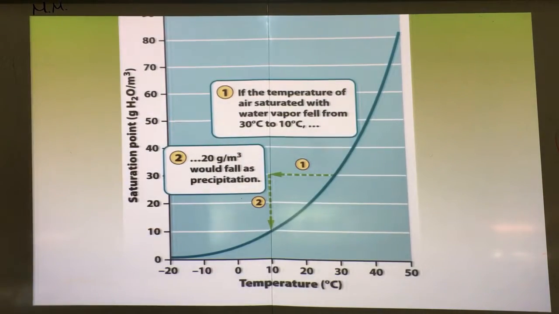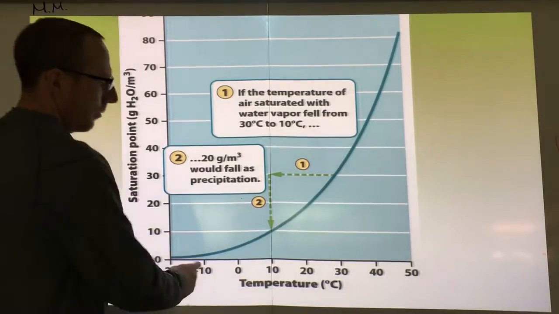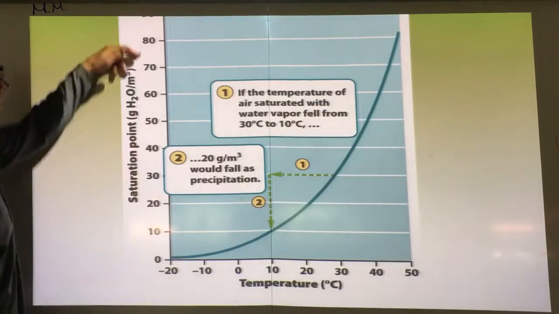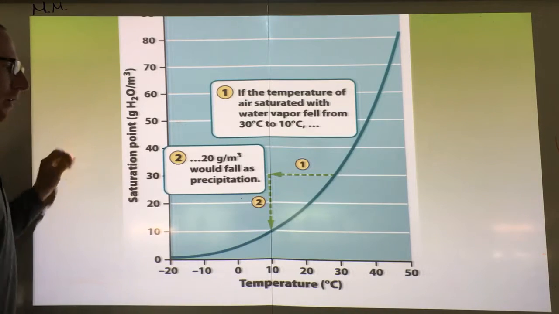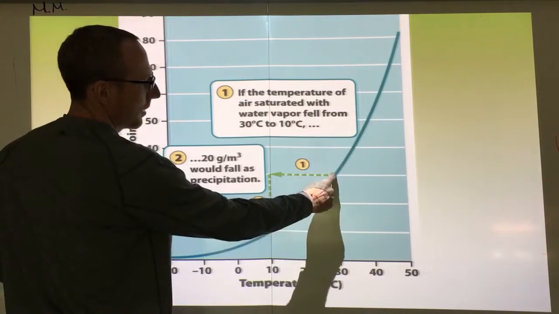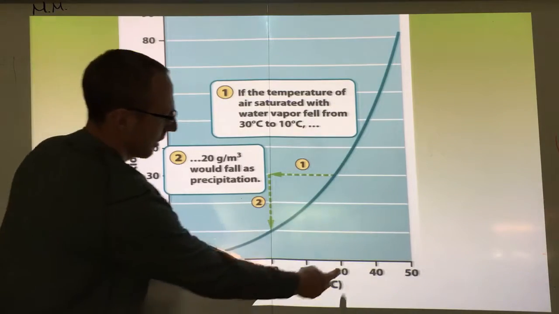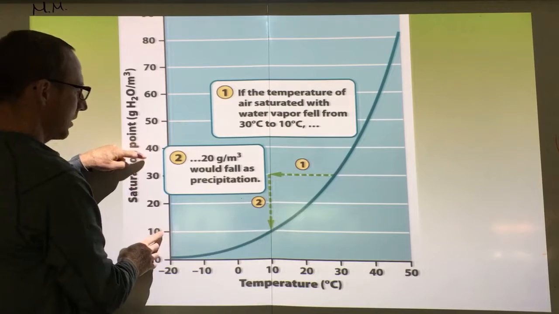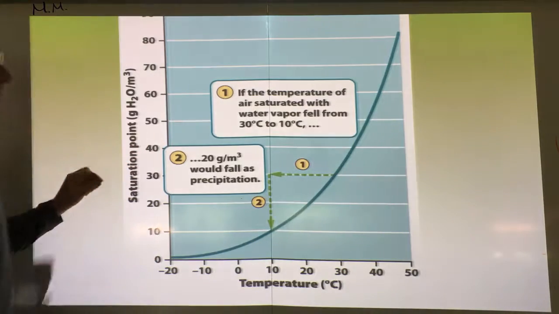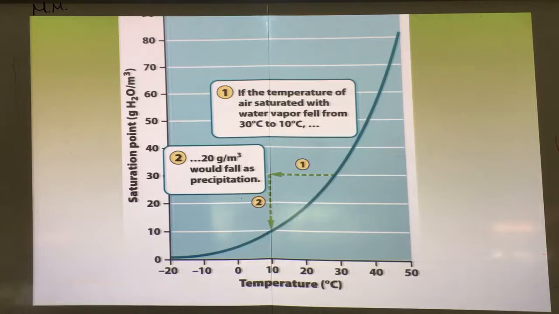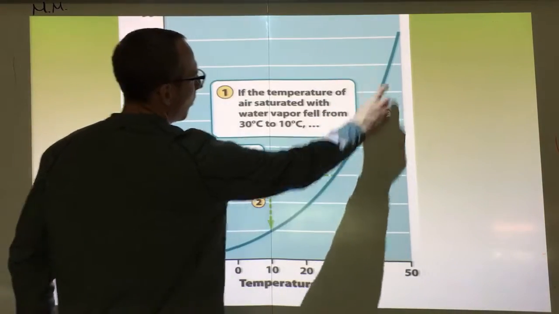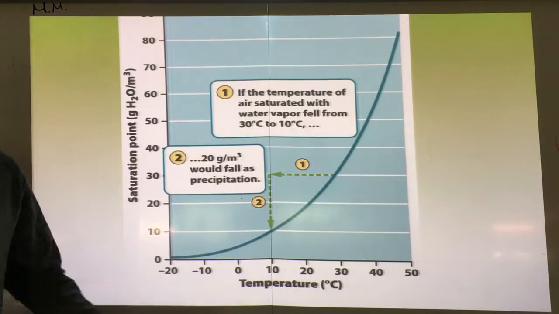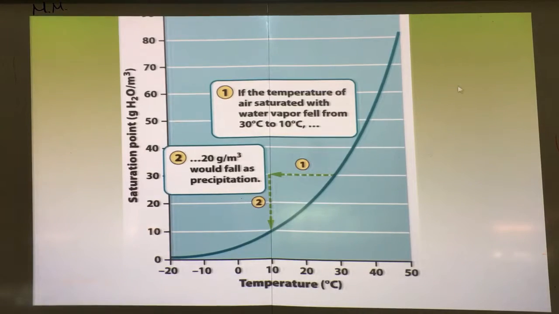So if we look here at the saturation point, we have temperature across the x-axis and saturation point in grams of water per meter cubed on the y-axis. If we are at 30 degrees and we change temperature to 10 degrees, you're going to have a decrease in your ability for the air to hold water, and then precipitation is going to occur. Now as you go up in temperature, the air can hold more water. As you go down, the air can hold less water.